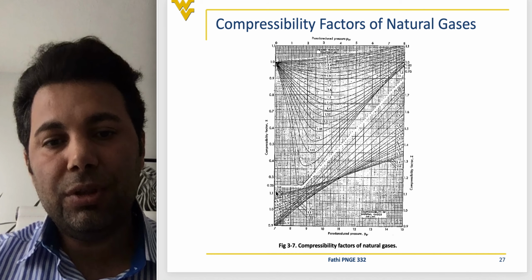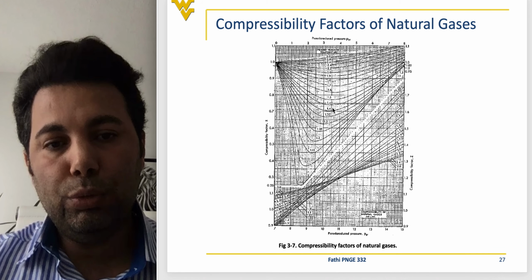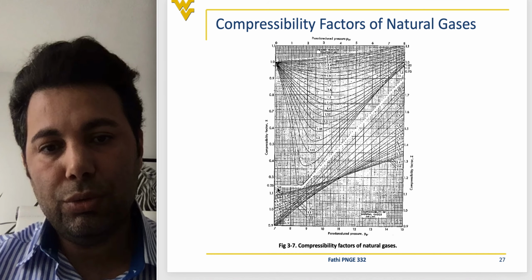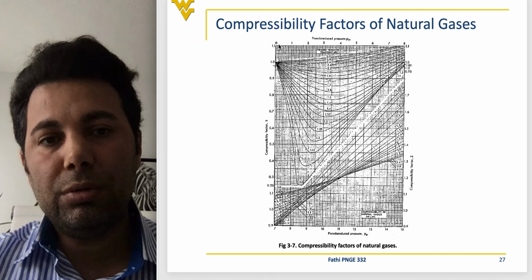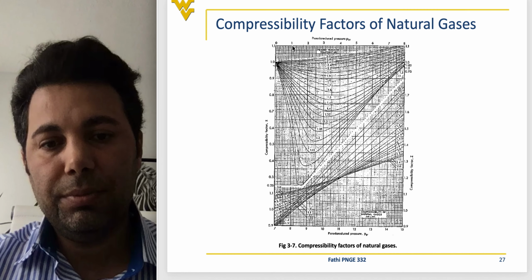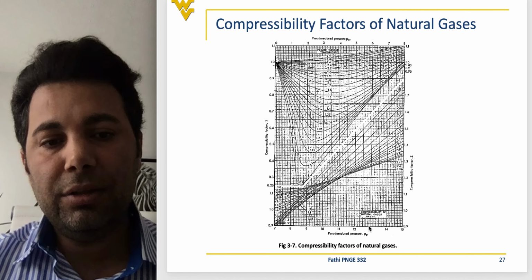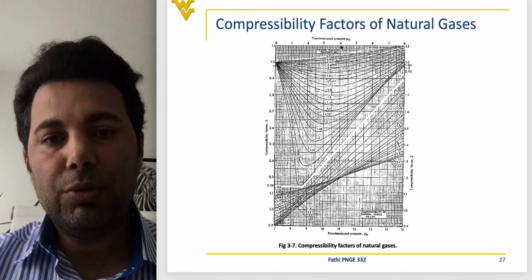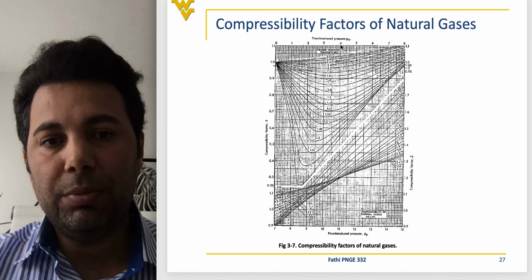Again, this graph, just make sure you understand, is in two parts, the upper part and the lower part, and it's divided by this white line which separates these two. So if your pseudo-reduced pressure is between 0 and 8, you are going to use the upper part. If it's more than 7 and less than 15, I'm going to use the lower part. So if my reduced pressure is 4, then I'm going to use the upper part. And then for the reduced temperatures, I have the numbers here.